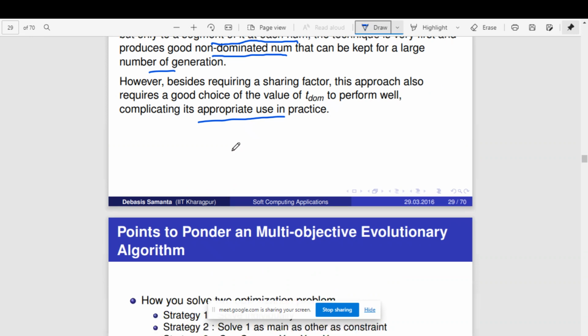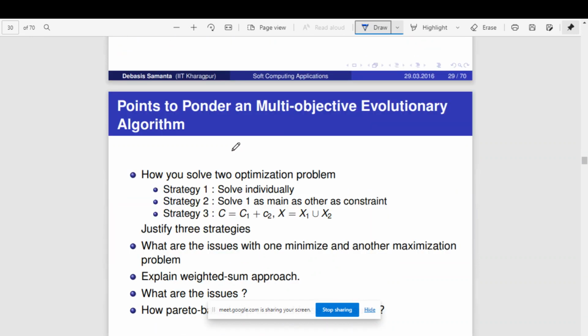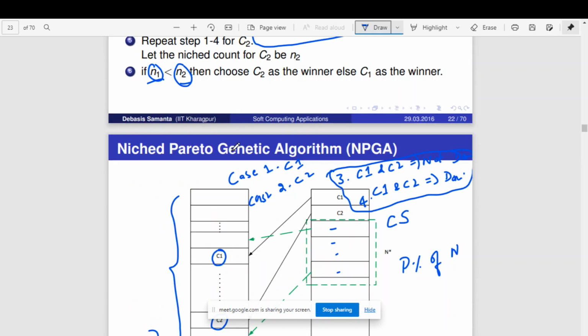So this is maybe one of the drawbacks with this approach. Okay. So that's it about this algorithm, which is niched Pareto genetic algorithm.